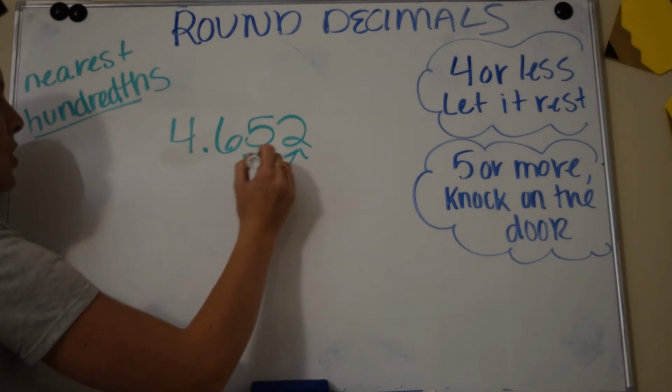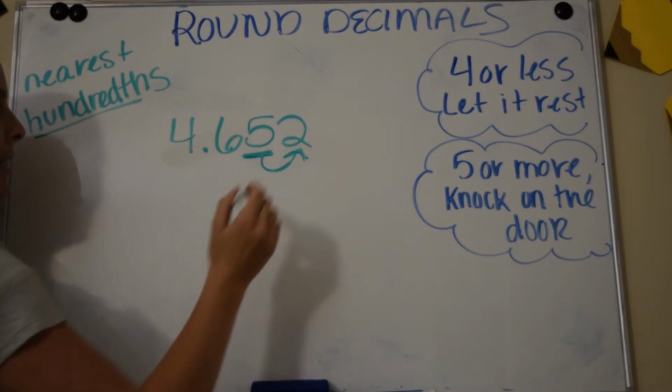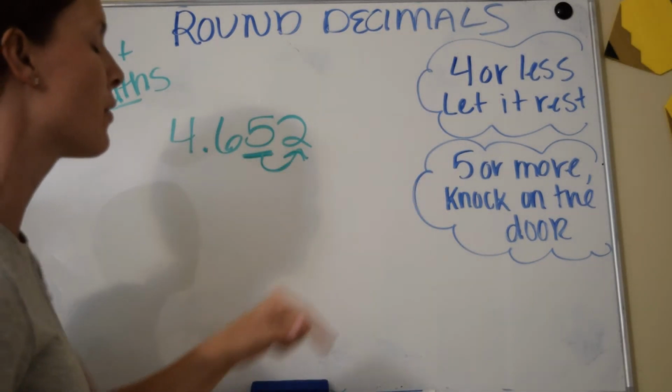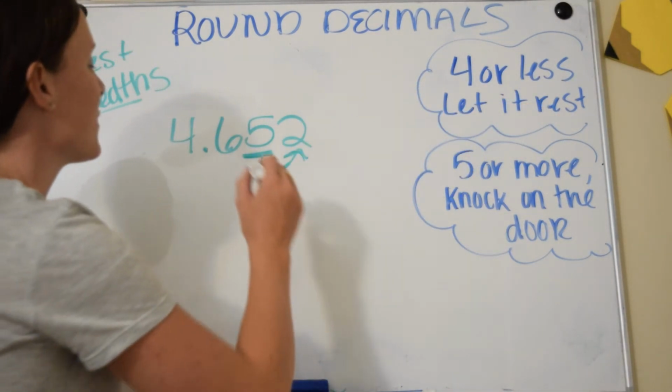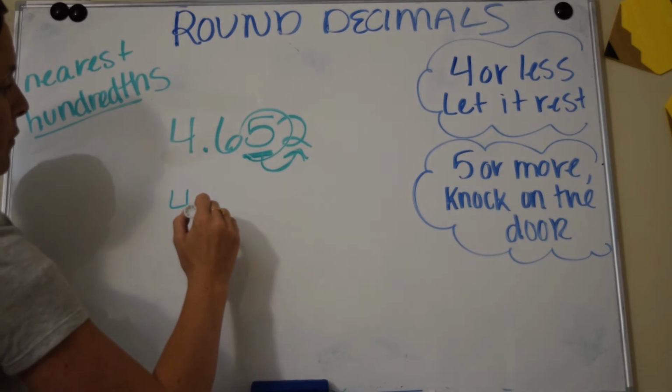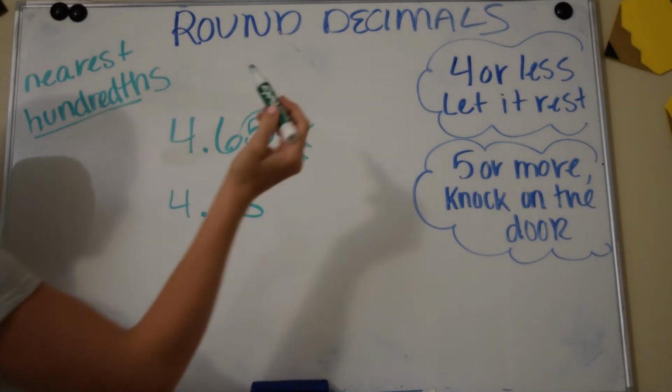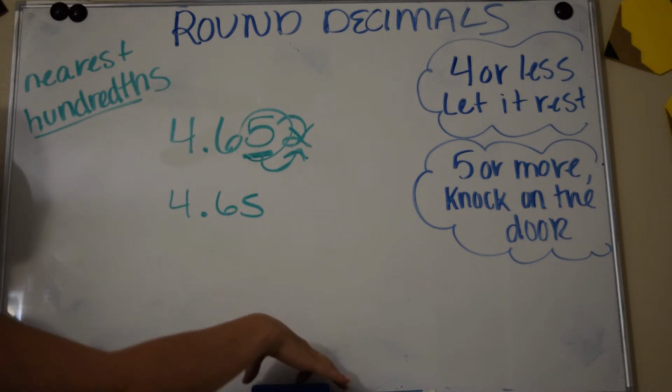You underline the digit, hundredths, and you look to the right. Is the 2 4 or less or 5 or more? It is 4 or less, so we let the 5 rest. The 5 stays, so it becomes 4.65, and we get rid of the 2. Let's do another one.